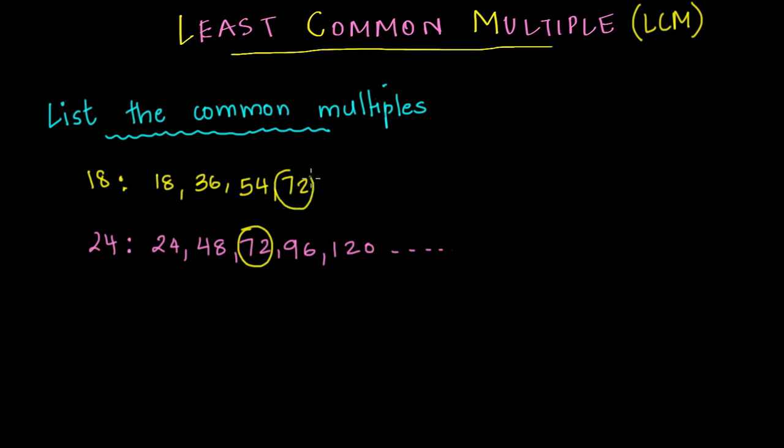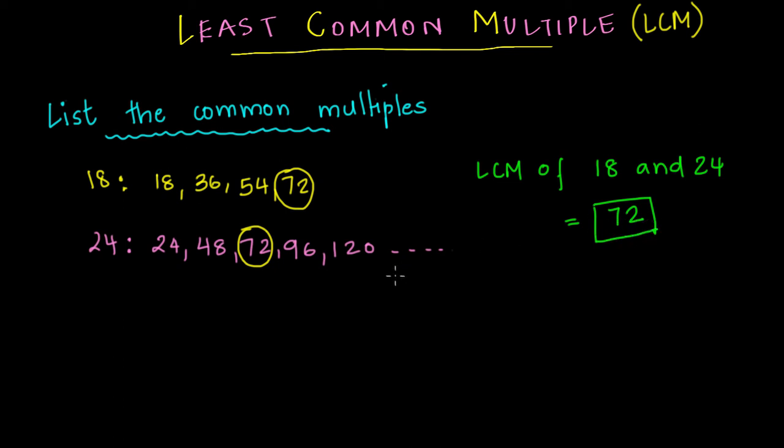So we know that 72 is a common multiple for 18 and 24. And we also know that it's the least common multiple because when we listed out all the multiples, it was the first time that we came across a common multiple. So it must be the smallest common multiple. So the way we write it is LCM of 18 and 24 equals 72.